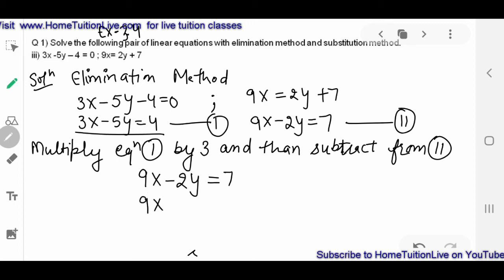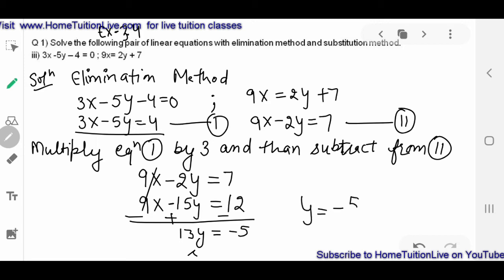9x minus 15y equals 12. And subtracting, the sign will change. Now 9x minus 9x is 0, so this is 13y equals minus 12 plus 7, which is minus 5. So y is equal to minus 5 by 13. This is the y value.